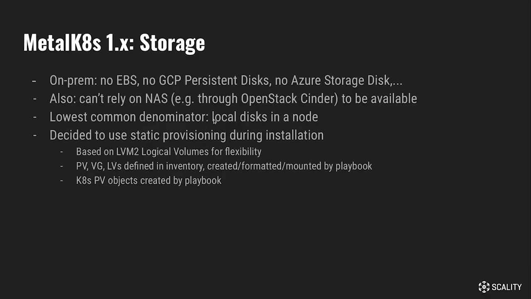Okay. So storage in Metal 1, we are running on-premise, not in the cloud. So we don't have Elastic Block Storage or any of the other storage platforms that you find in the traditional clouds. We can't really rely on a NAS or a SAN to be available because, as I said before, we build storage, so that's not a prerequisite we can have. And in the end, we end up with the lowest common denominator between all of this, which is local disks in a system, which is fine because we're pretty good at managing those.